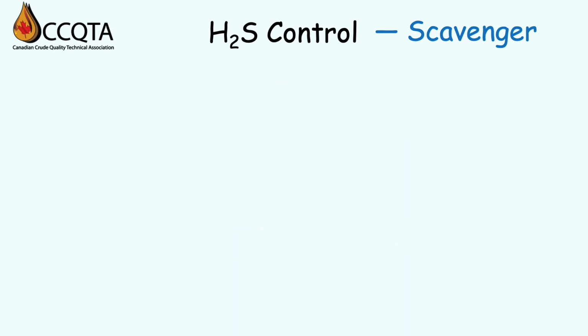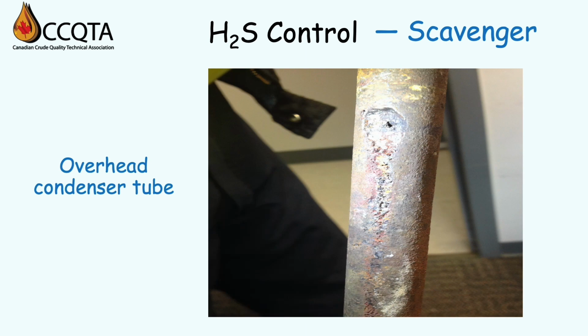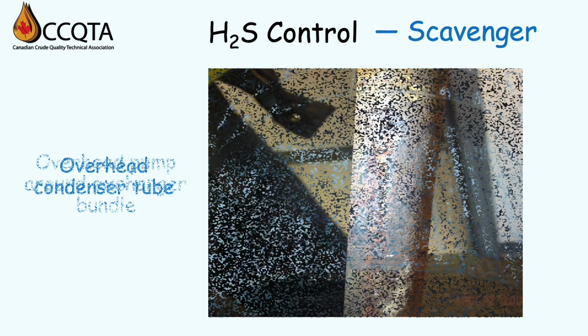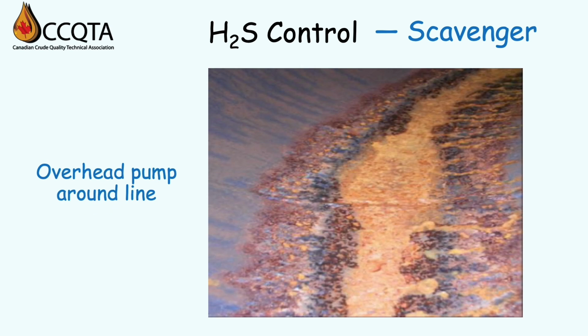These are examples of what overhead corrosion due to amine salts looks like. First, we have a photo of corrosion penetration in an overhead condenser tube. Next is the tube side of an overhead pump round bundle. And lastly, corrosion inside an overhead pump round line.